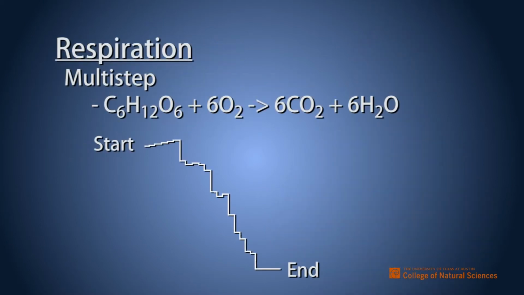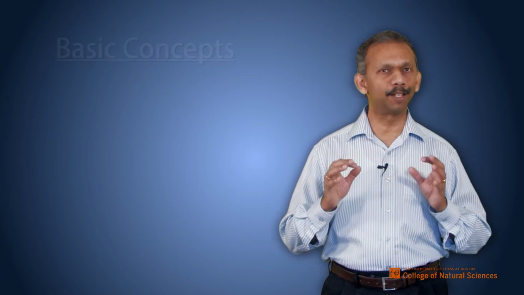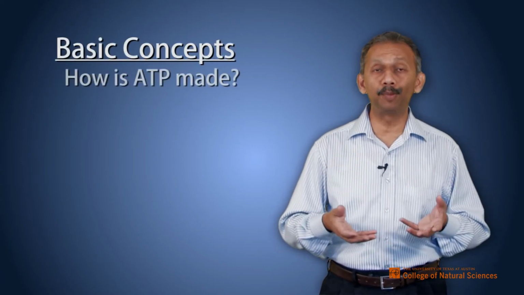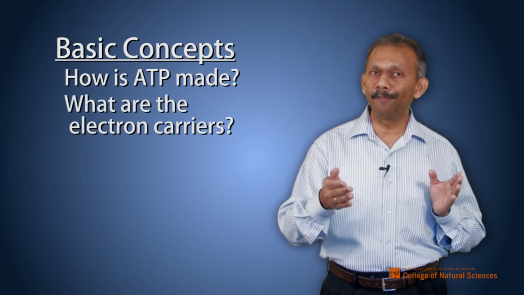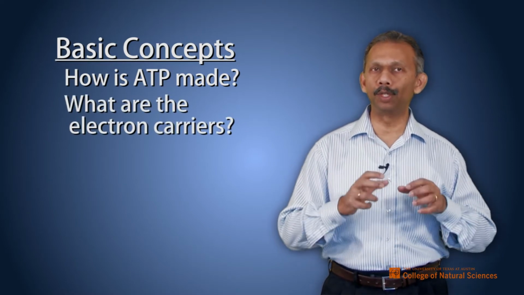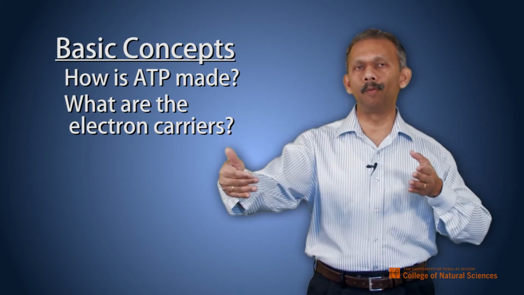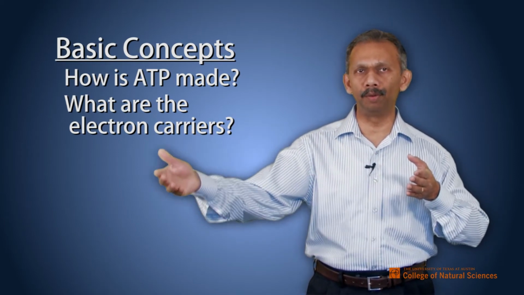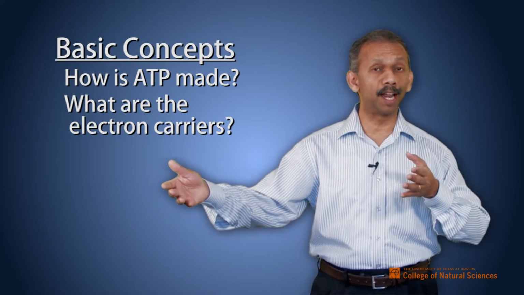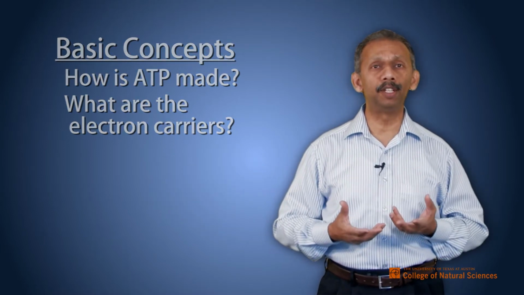This respiration process does not happen in a single step. Like the equation shows, carbohydrate plus oxygen will release carbon dioxide and water, but it happens in multiple stages. So at the beginning of this chapter, we are going to focus on the basic concepts of how ATP is made and what are the different electron carriers used to excite the electron and then carry it from one step to another, to the oxidative phosphorylation that happens at the end to make the most amount of ATP.